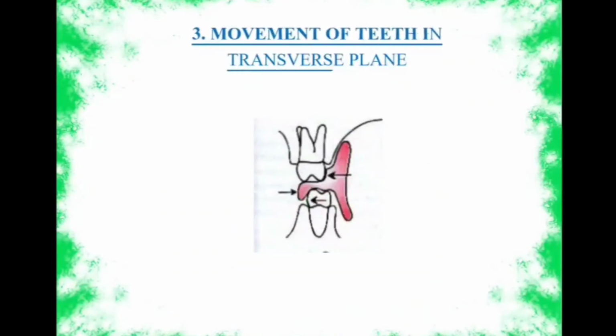Coming to movement of teeth in the transverse plane, it is possible to trim the activator to stimulate expansion of the buccal segment. This is done by contacting of acrylic on the lingual surface of the teeth to be moved transversely. But better expansion is possible by placing a jack screw in the activator.